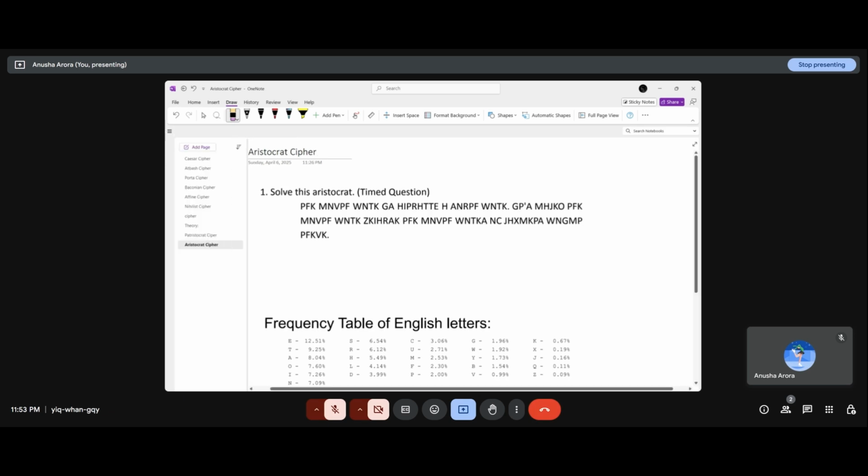And so today I thought we'd look at the Aristocrat Cipher, since it's one of the most common and easy ciphers that you'll come across. And it's really just a classic monoalphabetic substitution cipher.